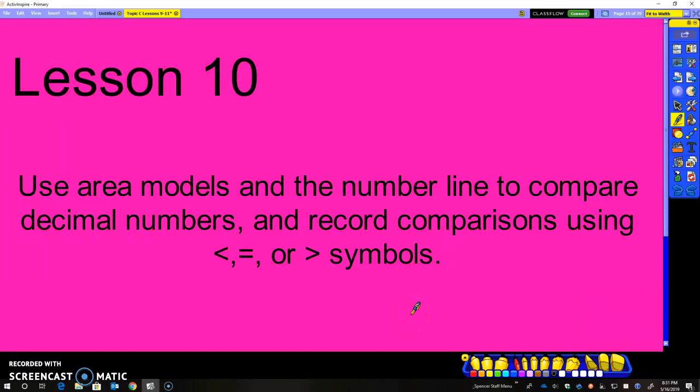We are going to be using area models and number lines to compare decimal numbers and record comparisons using less than, equal to, or greater than symbols. Okay? I'm going to try to keep this pretty short and sweet, so I'm going to give you some examples to practice, and then I am going to show you the answers and let you practice and show you some answers. So that's kind of how the structure is going to be today.